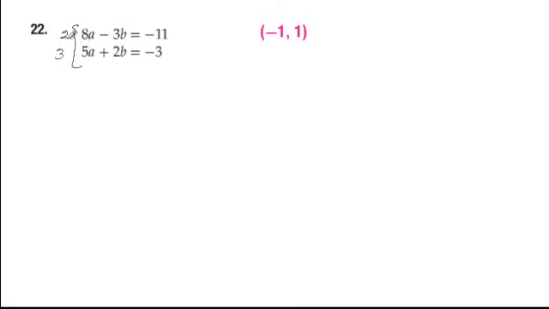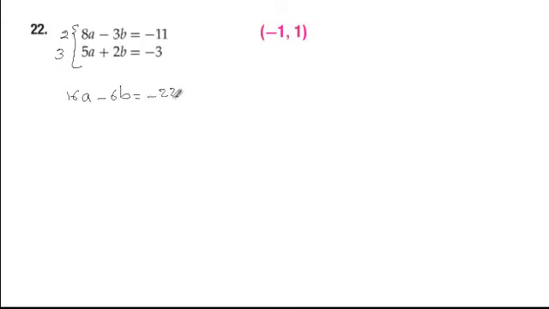Otherwise you have to multiply here, as we mentioned before, 5 and 8. We multiply one of them by a negative sign so that we can subtract. So if you multiply 2 by 8 you get 16a, multiply 2 by minus 3 you get minus 6b, and you multiply 2 by minus 11 is minus 22.